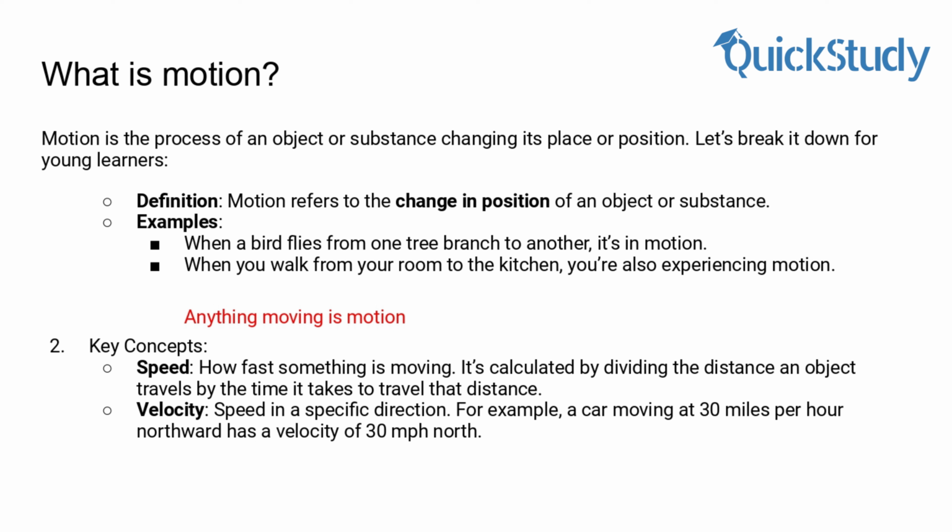Let's break it down. Motion refers to the change in position of an object or substance. For example, when a bird flies from one tree to another, it's in motion. When we walk from one room to the kitchen, we are also experiencing motion. So, in other words, anything that is moving is an example of motion. To learn motion further, we would have to learn two key concepts.